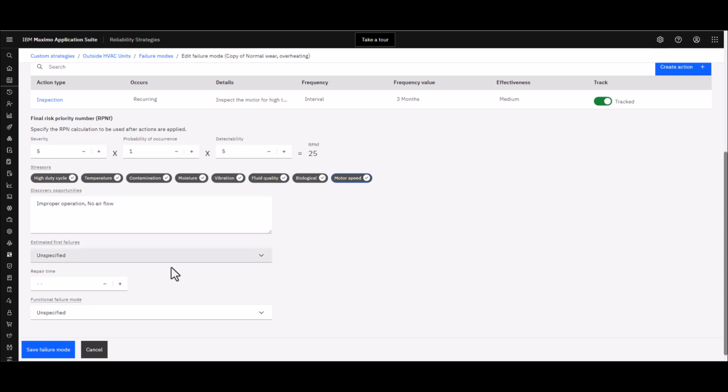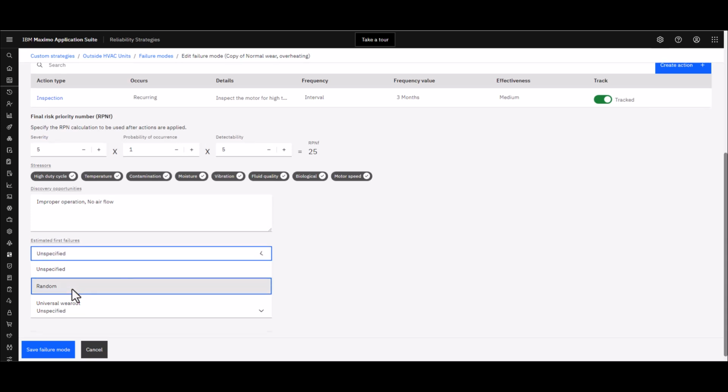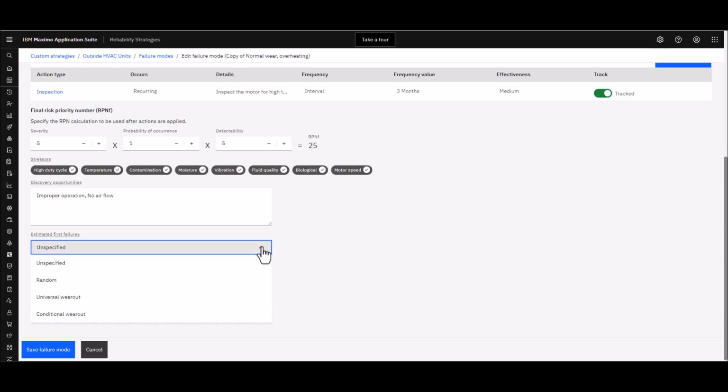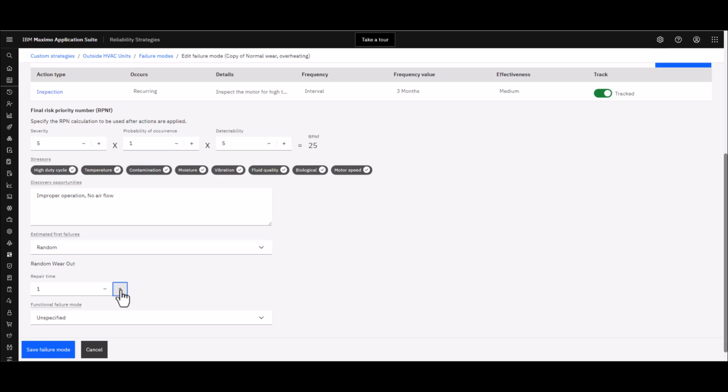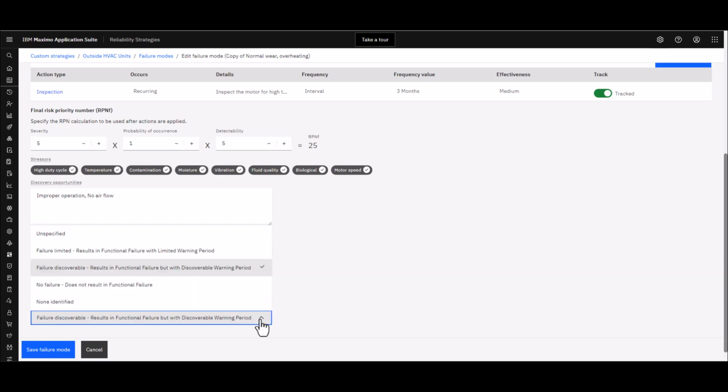The estimated first failures, so the indication of how this thing would fail in the very first time you ever really saw it, you could certainly leave it as unspecified. But what you may find is that it's more of a random type thing than you would expect. Okay, again, just your choice as to how you characterize that. You want to put in a repair time, and we're just going to start out and say that takes about 3 hours. And the functional failure mode, you've got some choices here that you can identify with that. And it's a simple matter of picking which one it is.